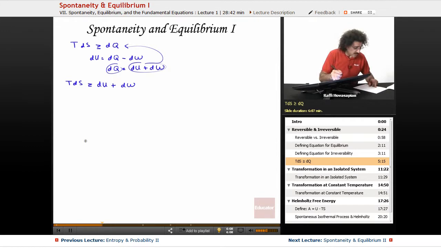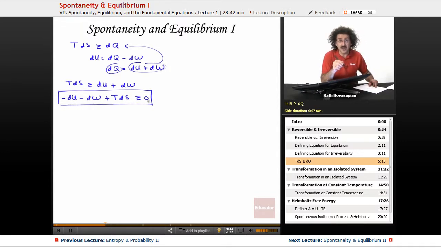Now let's go ahead and rearrange this. I'm going to bring both of these over to the left-hand side, and I'm going to leave 0 on the right-hand side. So I have minus dU minus dW plus T dS is greater than or equal to 0. This right here, this is our defining equation. All we've done is we've taken that defining condition, we've included the first law of thermodynamics, so we've brought in the heat and the work and energy, and now we've expressed it this way.